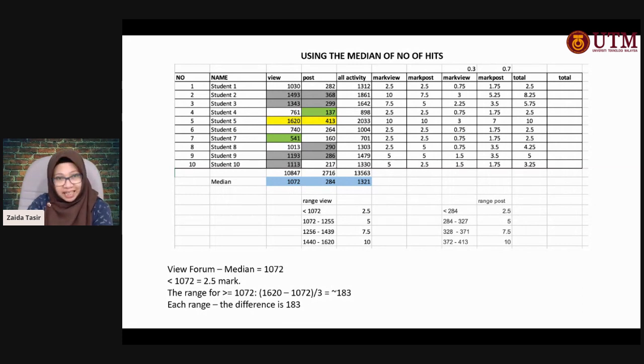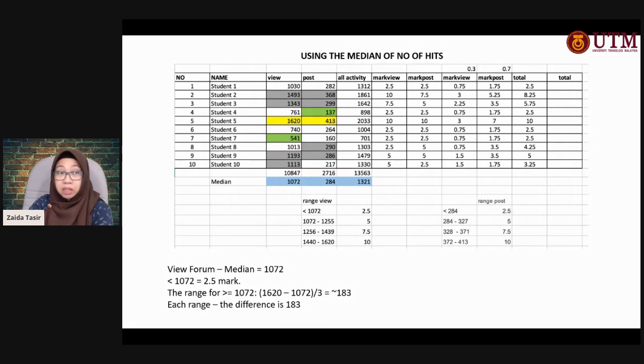Same goes to the third and the fourth categories. So based on this, as usual, as I did in the first video before this, I give marks according to the total number of view forums that were actually performed by the students throughout the discussions.